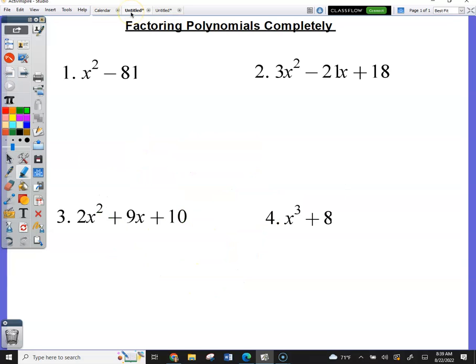Let's see if you got these. I'm going to go to this one first. Number 2, and this would be a good time to take a couple of notes on here. Number 2, what do you notice about every one of these terms? They have a multiple of 3 in them. I want you to take some notes and say, factor GCF out first.